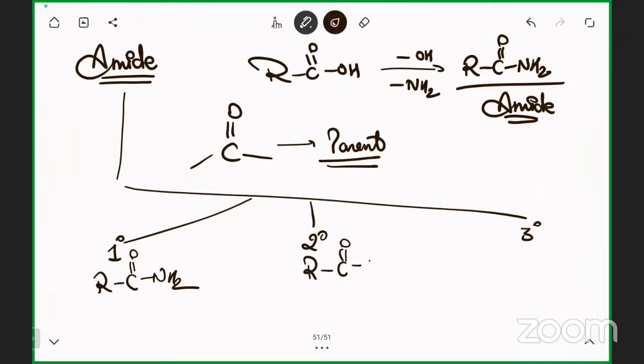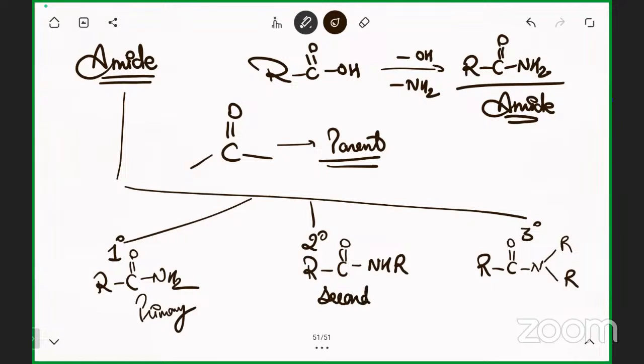RC double bond O, single bond NH, and along with the H, I'm removing one hydrogen and adding an R group, an alkyl group. That is called a secondary amide. While in amides, the third case is R C double bond O, then N, R and R. This is called a tertiary amide. So this is considered primary, this is called secondary, and this is called tertiary amide.